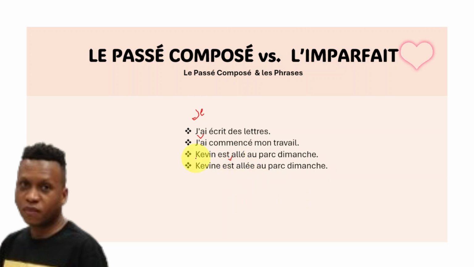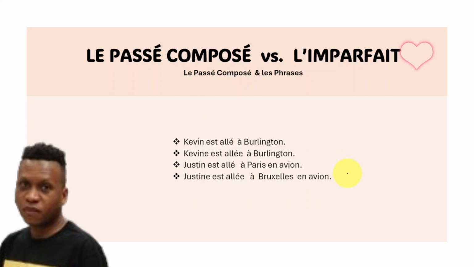Now, Kevin is a male noun. That's why we don't have another A here, or in the way we say in English, E. But be careful, this is French. Now, if Kevin is a female noun, that's why we end up having this double. Kevin est allé au parc dimanche. Again, Kevin est allé à Burlington.